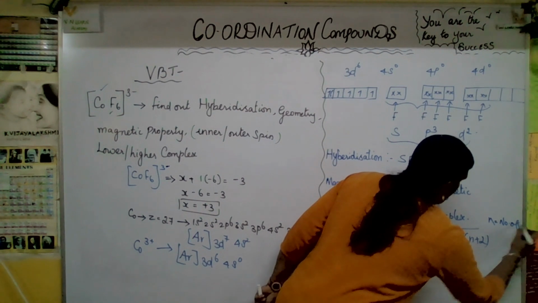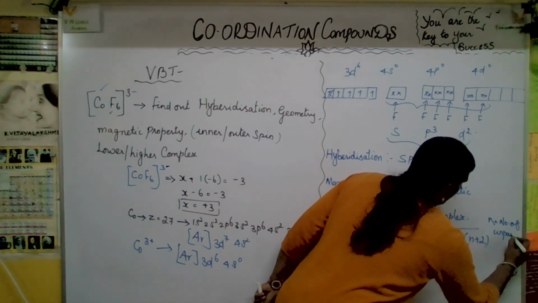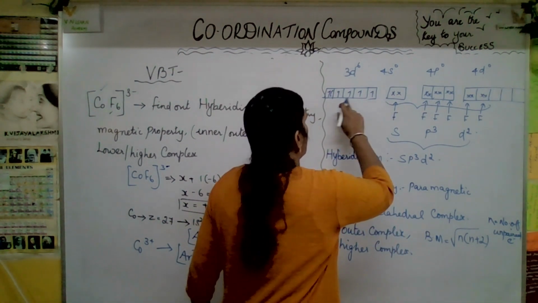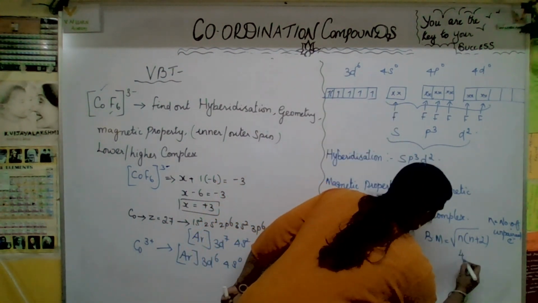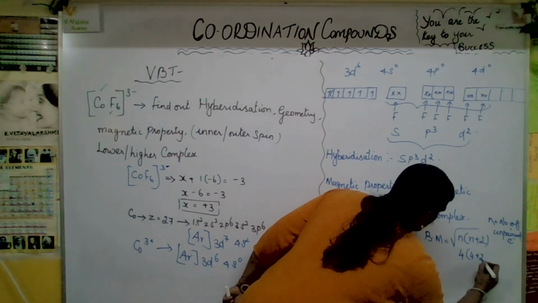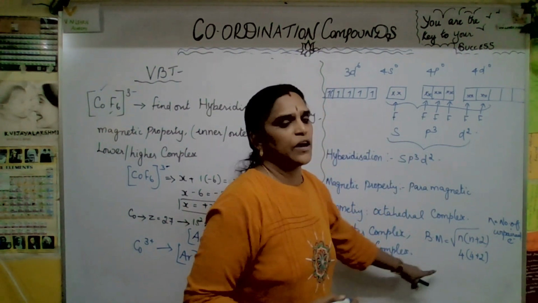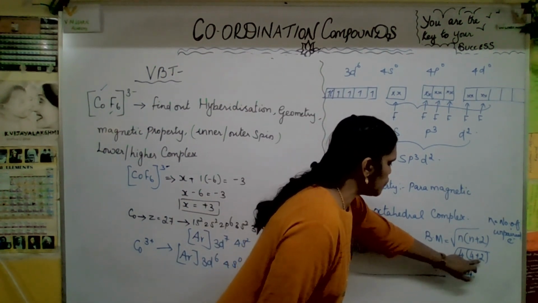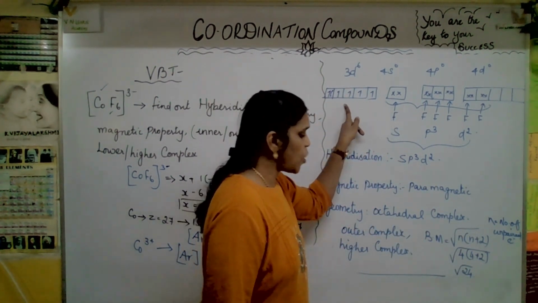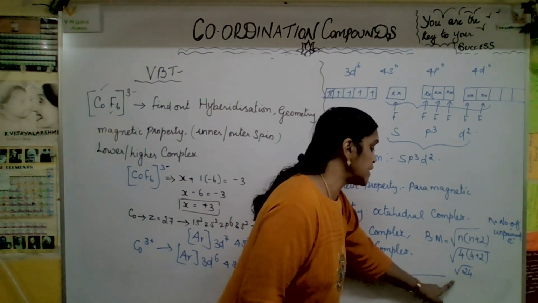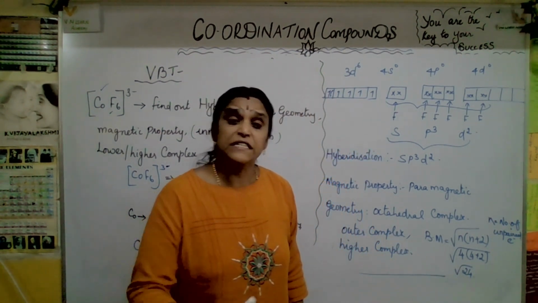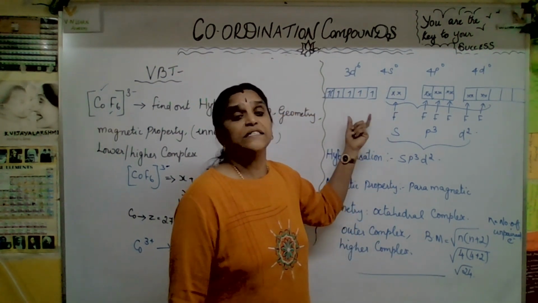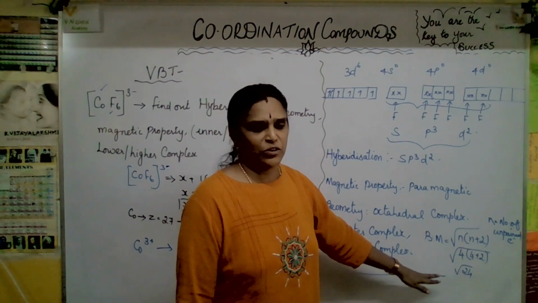Number of unpaired electrons. So how many unpaired electrons are there? 1, 2, 3, 4. So 4, 4 plus 2. According to that, you have to calculate it. So here, root of 4 into 4 plus 2. Unpaired electrons, how many? According to that, we have to calculate. It is root of 24. They may ask the question, root of 24 Bohr magneton. How much is that unpaired electron? In that way also they may ask.